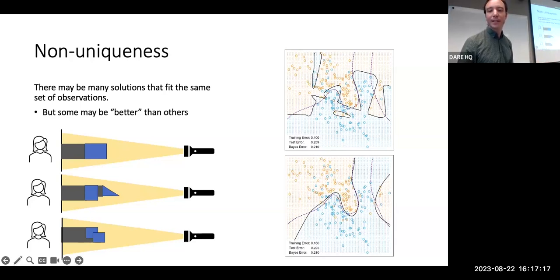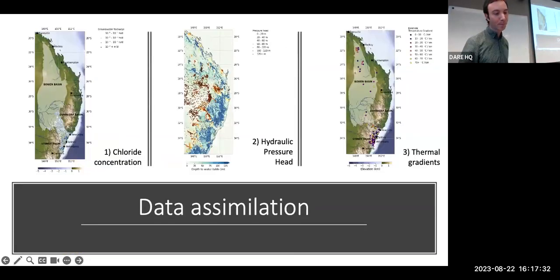Whereas down here, we actually have a bit of tolerance for some blue samples to be in here and some yellow samples to be in this part. And so we actually get a much nicer fit. So many solutions may fit the same observations, but some are better than others.